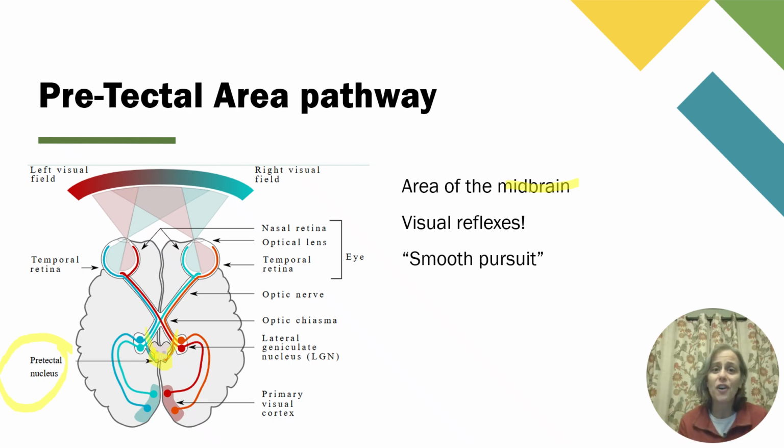And these are important for our visual reflexes. So when something is moving in your peripheral vision, a reflexive action is to turn and look at it, so to move your head usually, as well as move your eyeballs to look at it. Makes sense as kind of a survival mechanism, yes? It also is involved when you're watching something move.